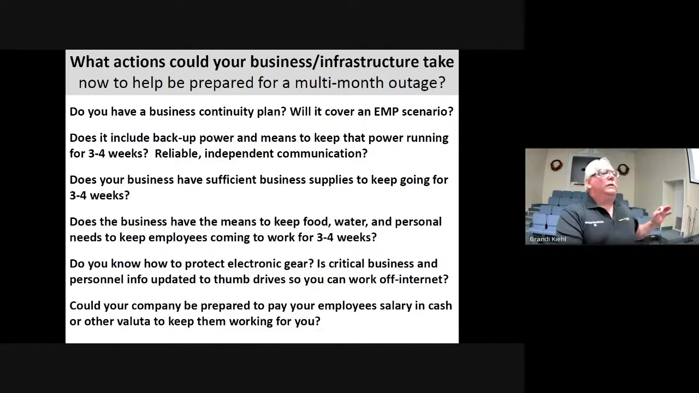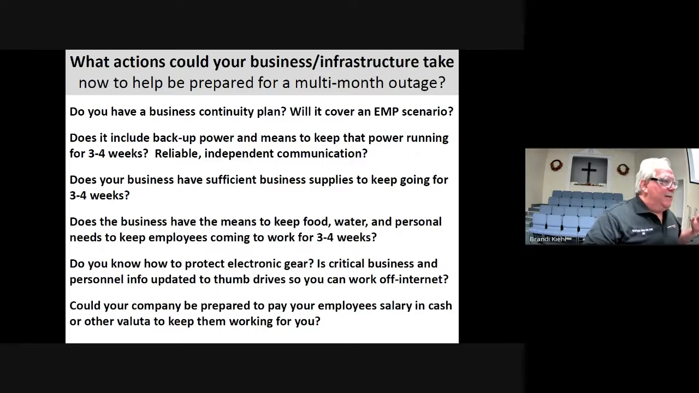Okay? Or you can have spares. Have a couple of spare servers and tablets and all that kind of stuff put away in an EMP-proof box. Is your company capable of paying the employees' salary in cash for a couple of weeks so that they'll stay working for you?